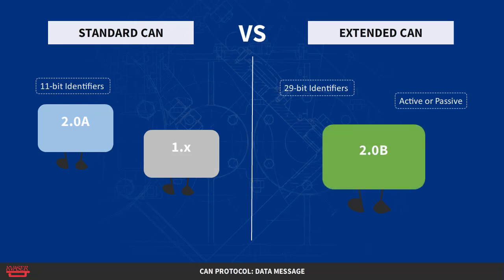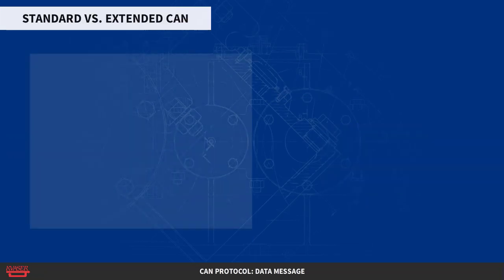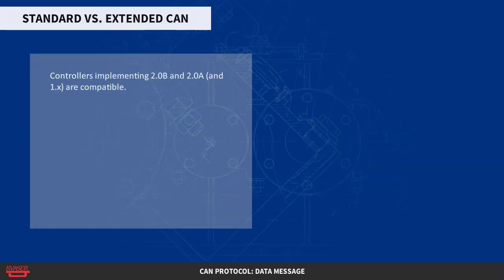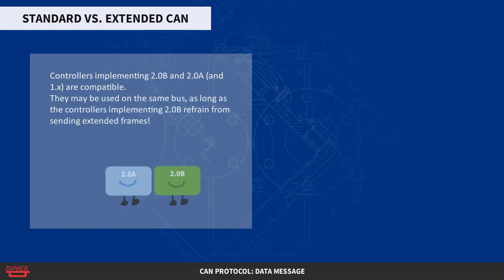A 1.x or 2.0A type controller will get very upset if it receives messages with 29 arbitration bits. A 2.0B passive type controller will tolerate them, acknowledge them if they are correct, and then discard them. A 2.0B active type controller can both transmit and receive them. Controllers implementing 2.0B and 2.0A and 1.x are compatible and may be used on the same bus as long as the controllers implementing 2.0B refrain from sending extended frames.